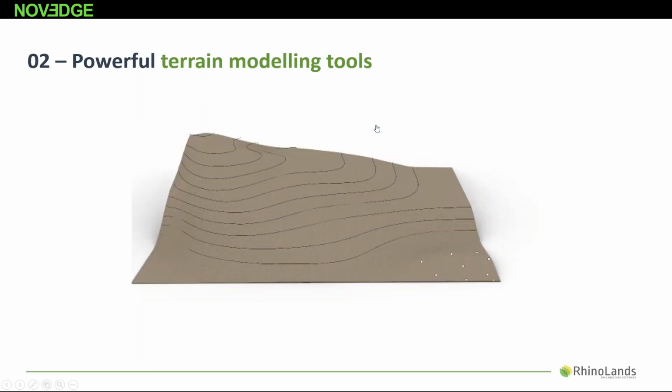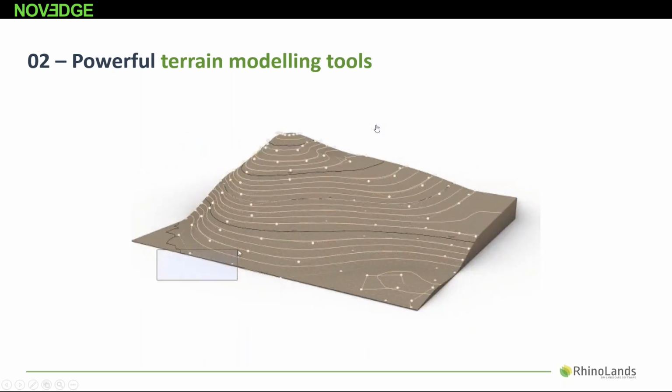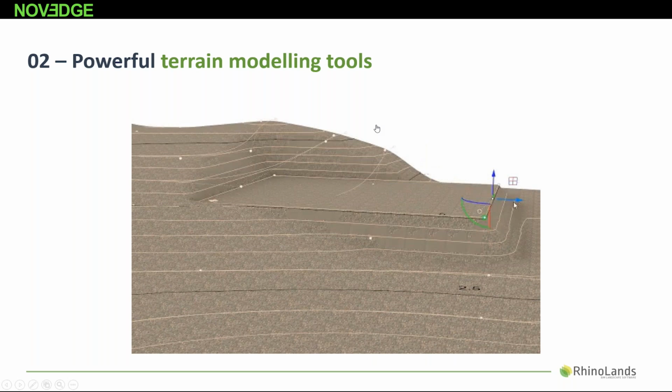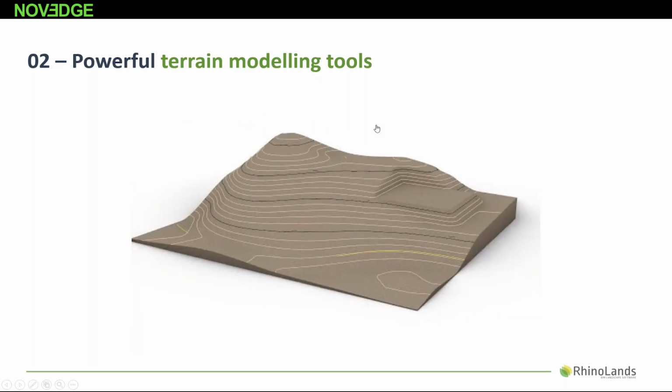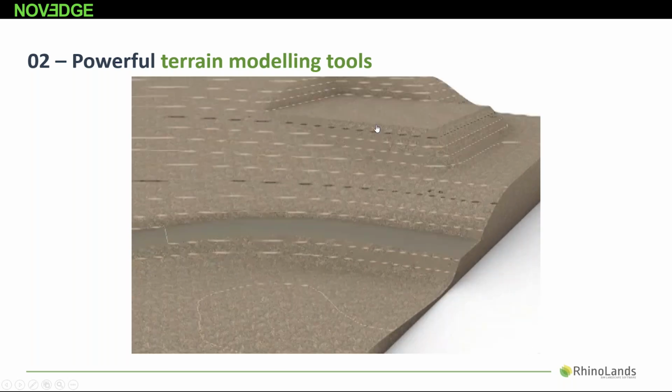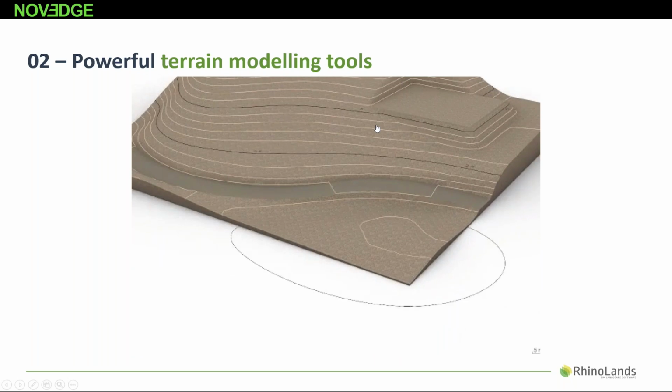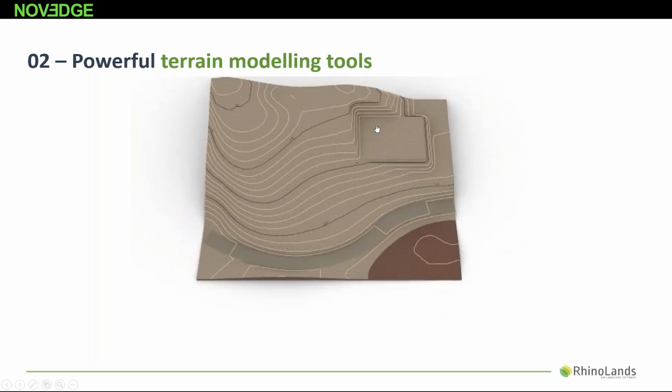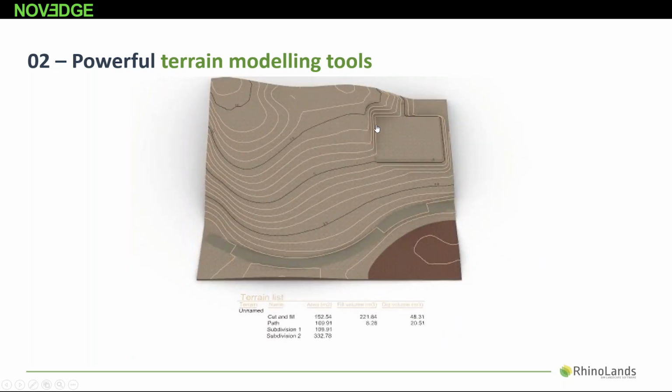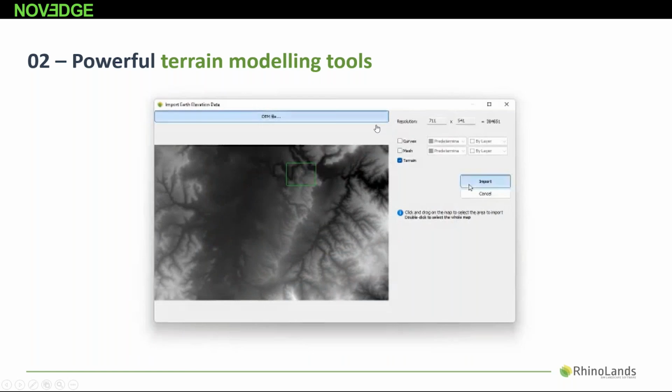For creating terrain, we have powerful tools that help us to generate the terrain by points and lines. Once the terrain is generated, we can do different types of earth moving operation on top of this terrain, apply different types of grading, and the program will calculate the volume and area of earth moving operation.